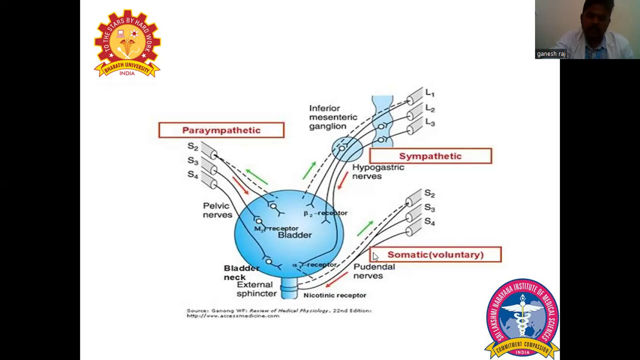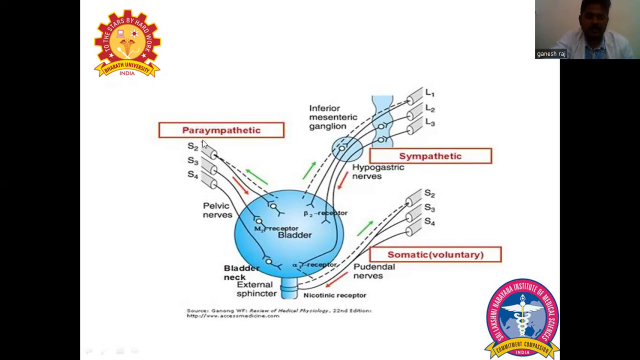So the detrusor and internal urethral sphincter are smooth muscles, so they are supplied by parasympathetic and sympathetic nerves. And the external urethral sphincter is made up of skeletal muscle, so it is supplied by a somatic motor nerve, that is the pudendal nerve. Here you have to note a point that the pudendal nerve and pelvic nerve arise from the same segment of the spinal cord.